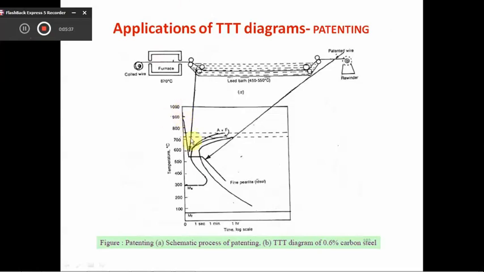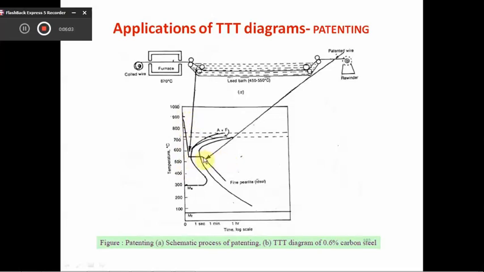the steels are then quenched in a quenching bath maintained at constant temperature. So that temperature is up to 550 degrees Celsius. For a given steel, the quenching bath temperature is kept in the vicinity of the nose of the TTT diagram. This results in transformation of austenite into a fine pearlitic structure. So here it will form a fine pearlitic structure.